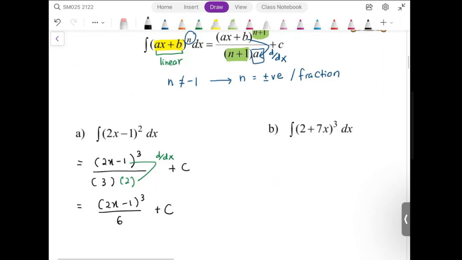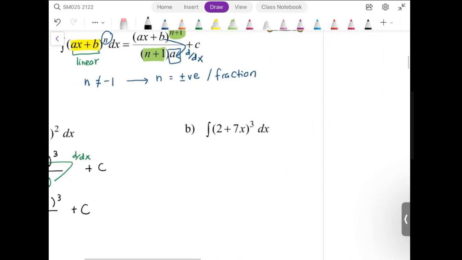We have 2 plus 7x cube. Kalau cube pun kita dah nampak dah kan. Kuasa tu agak besar. Tak logik awak nak pergi expand sampai 3 kali. Lepas tu nak integrate satu-satu. Membazir masa. Okay. So, what do we do here? Copy back the function. Kuasa tambah 1. So, to the power of 4.